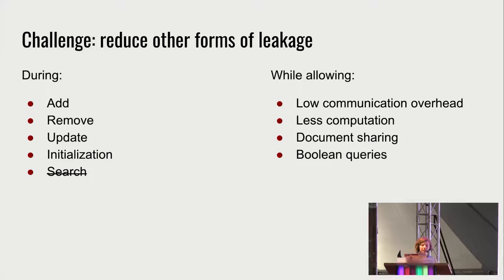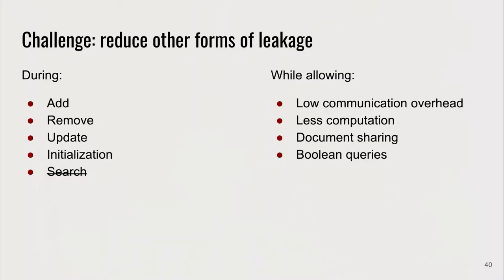Okay, so that's one way of doing it, but it's not a super ideal way of constructing a searchable encryption scheme. It doesn't leak any information during search, but you might also want to not leak any information when you add documents, when you remove documents, when you update documents. There are various different stages where leakage might happen, and in this one, that's not ideal for those. But on top of all of those, you might want to also allow low communication overhead, less computation, document sharing, Boolean queries. Over there, that was just a single index one.